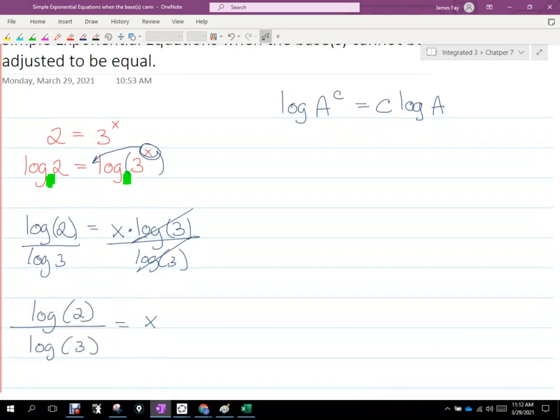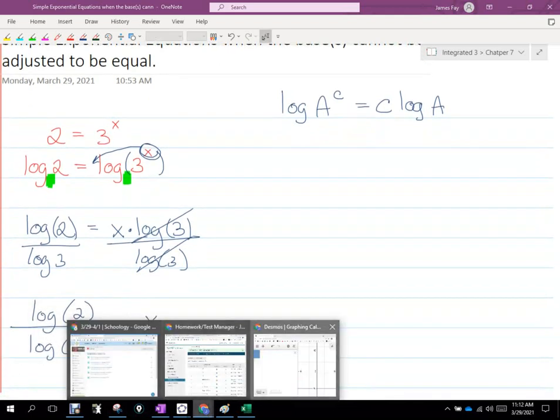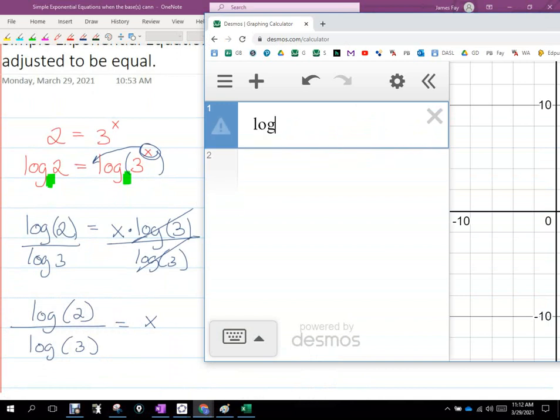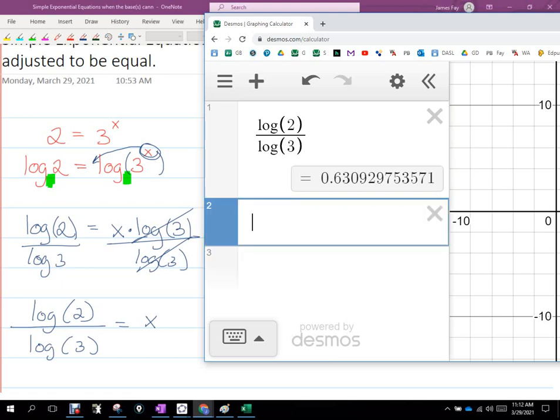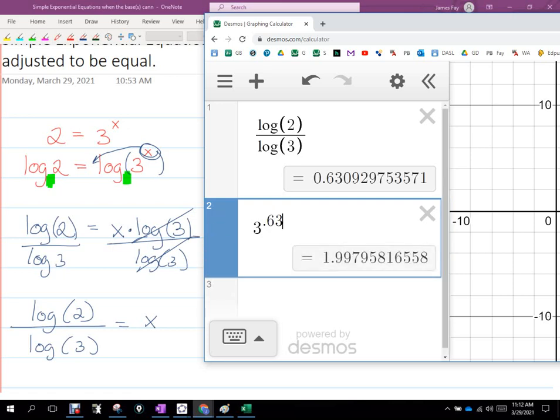Okay, so we're going to type that in. We'll go log of 2 divided by log of 3, and I get that number right there. Let's see if that makes sense. We said it was less than 1, right? If I take 3 and raise it to the 0.630929753571, does it spit back the 2 that we were looking for?